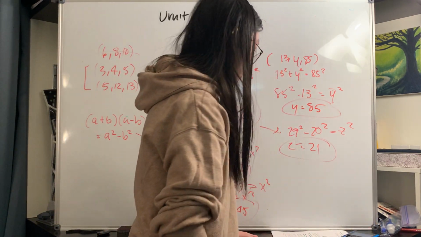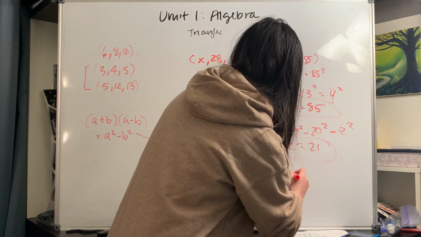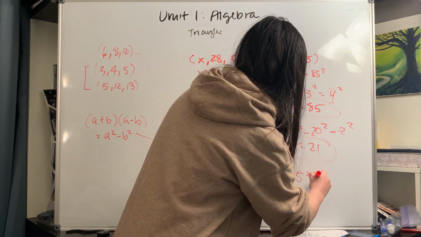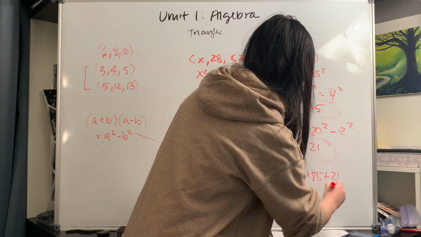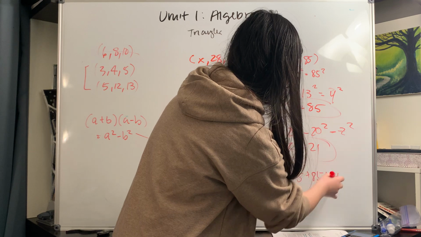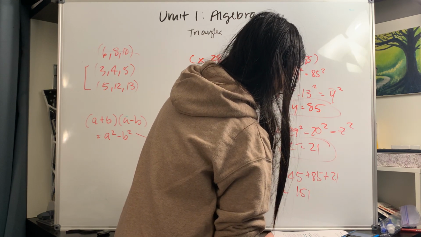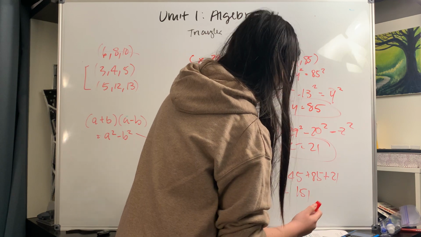Okay, so we have what x, y, and z is, but that's not the answer, of course. We're trying to find the greatest prime factor of their sum. So we have 45 plus 85 plus 21. That's equal to 1, carry a 1, yeah, 151. Oh, sorry, wait.